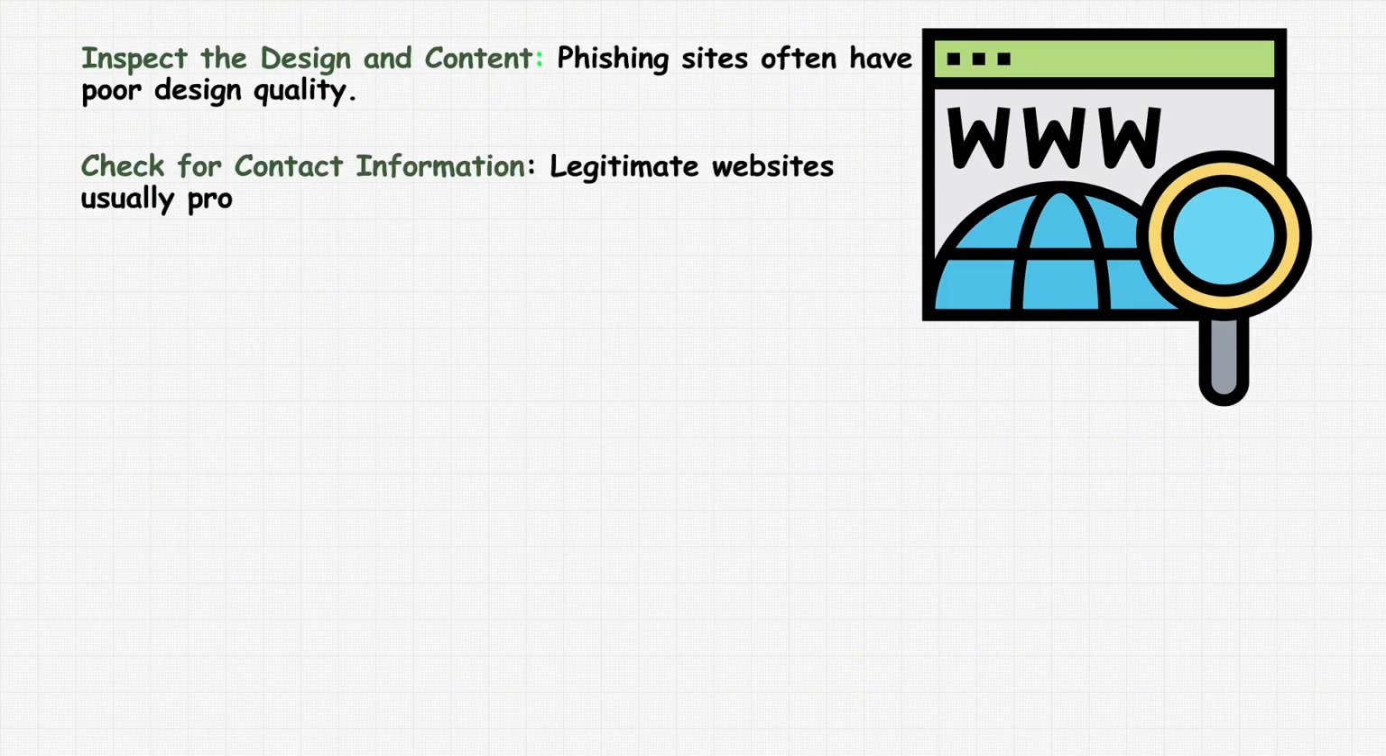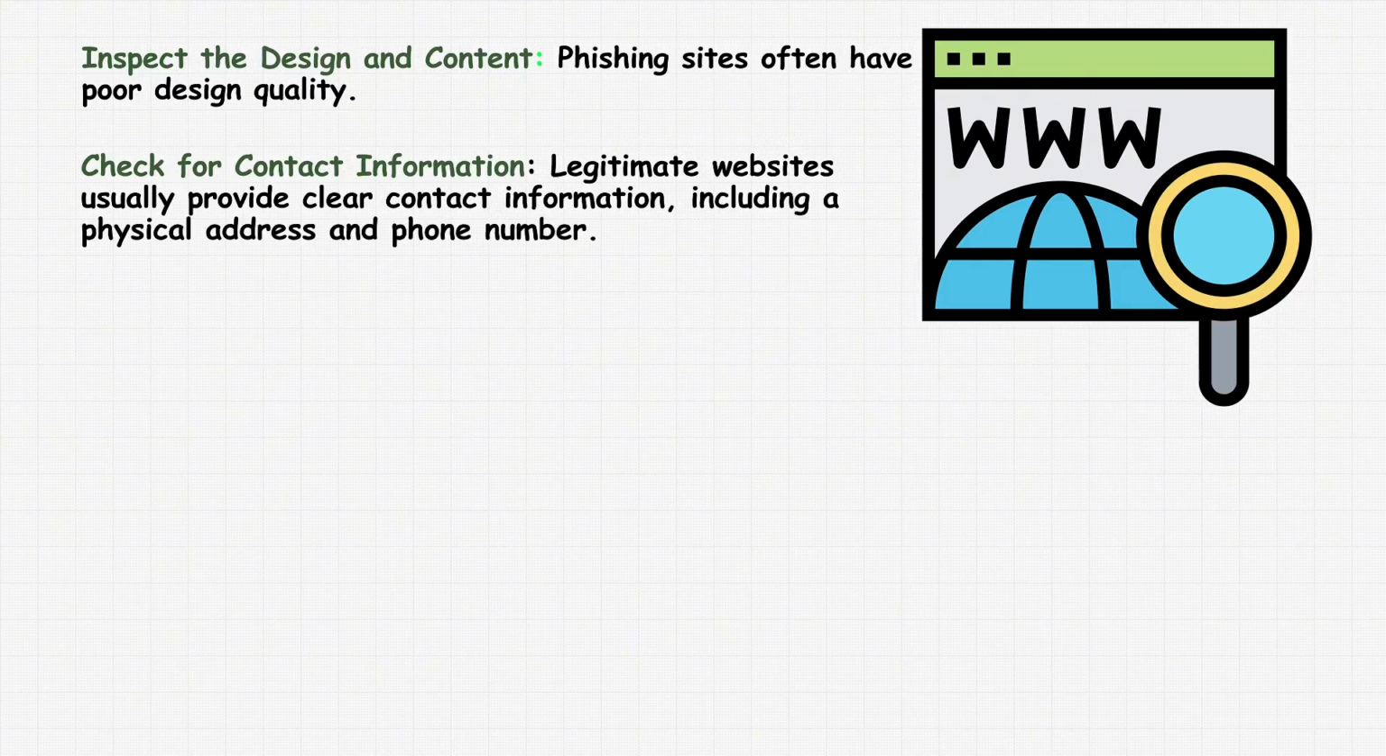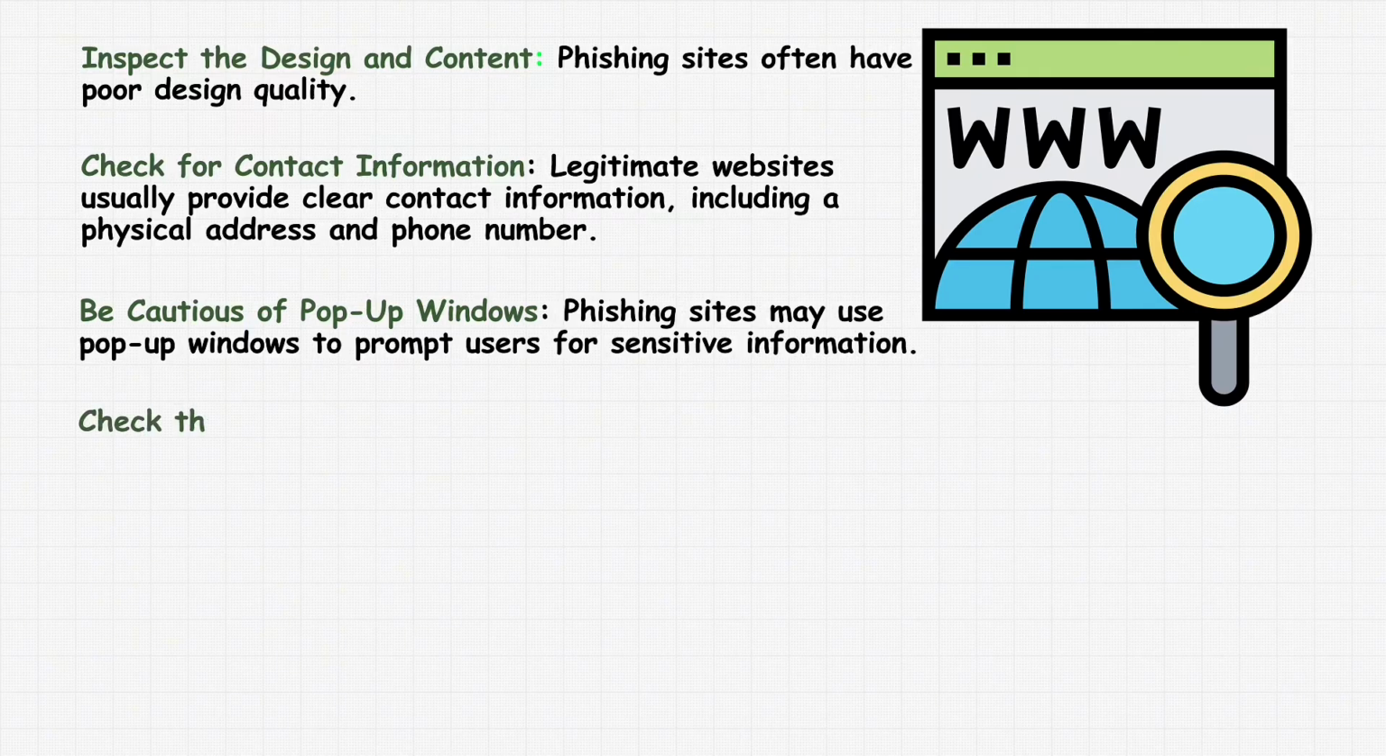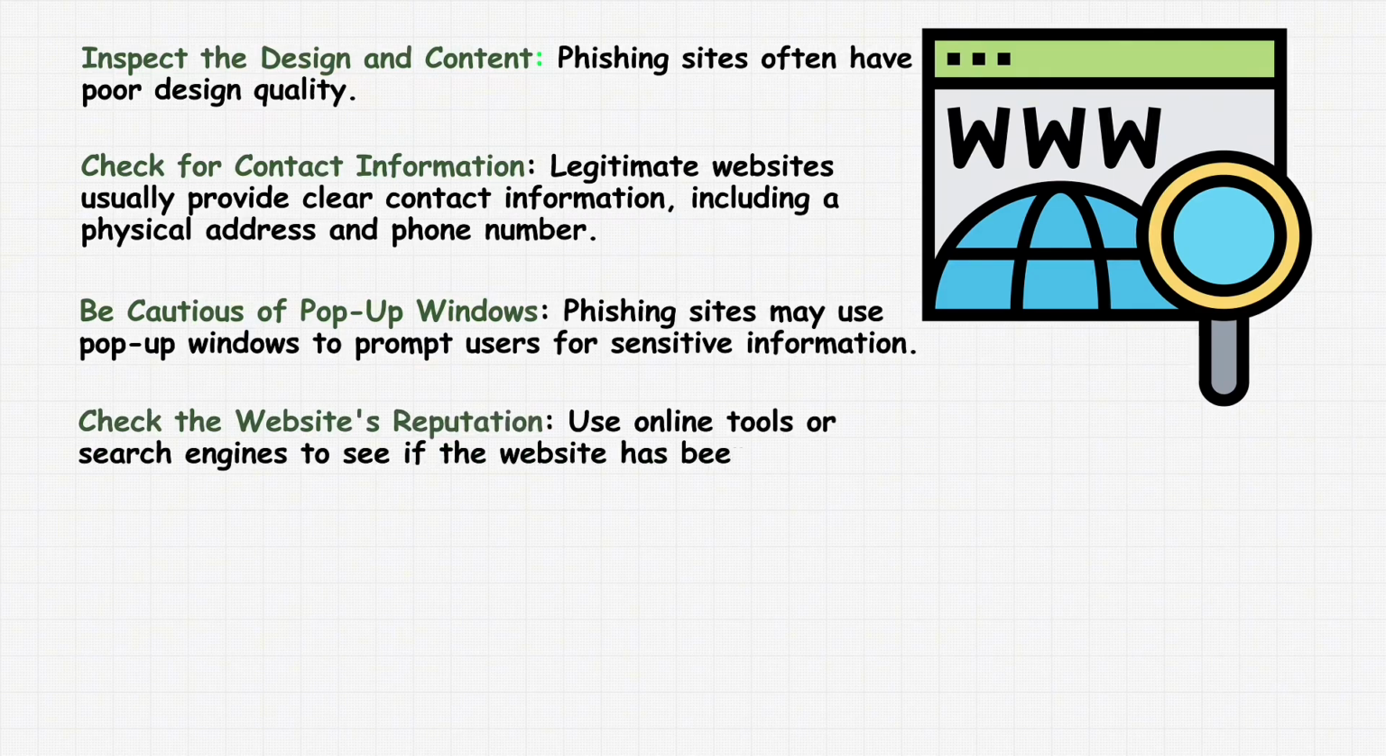Legitimate websites usually provide clear contact information, including a physical address and a phone number. If this is missing or seems suspicious, it may be a phishing website. Now, of course, also be cautious of pop-up windows, since phishing sites may use pop-up windows to prompt users for sensitive information. Avoid interacting with these windows and close them immediately. And the last thing is to check the website's reputation. Use online tools or search engines to see if the website has been reported as fraudulent or if others have had negative experiences with that website.